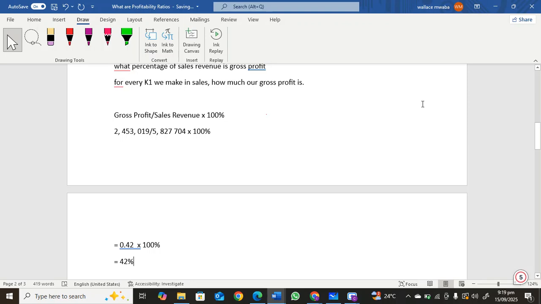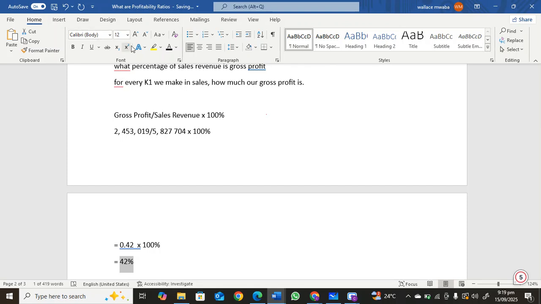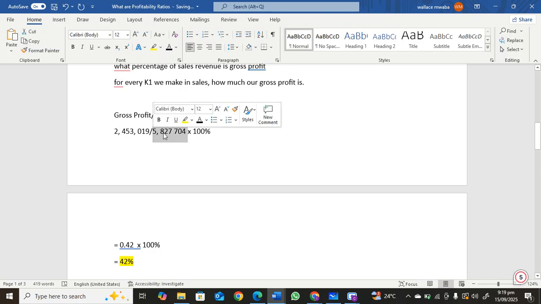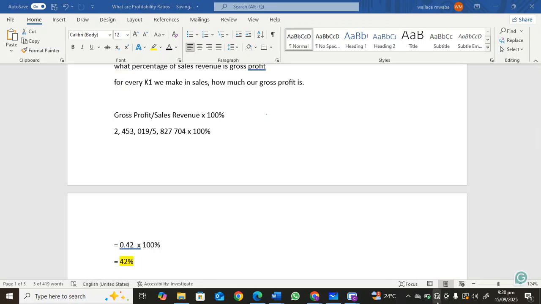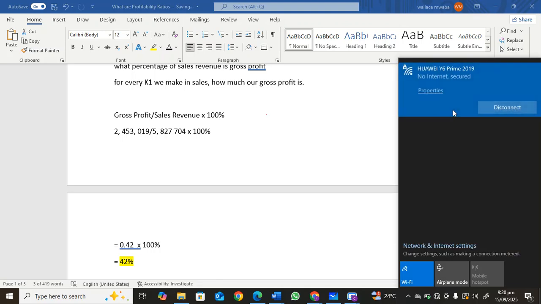So we can either interpret it using the decimal or the percentage. If we're interpreting using the percentage, it's basically telling us out of this 5,827,704 kwacha, out of this money here, 42% is gross profit. Out of this sales revenue, 5,827,704, 42% of it is gross profit.